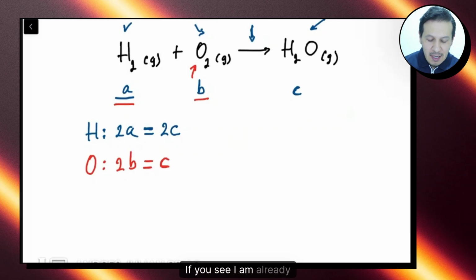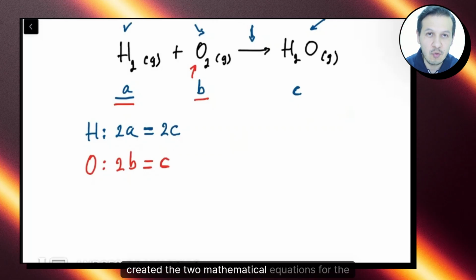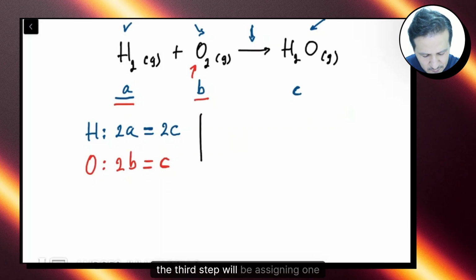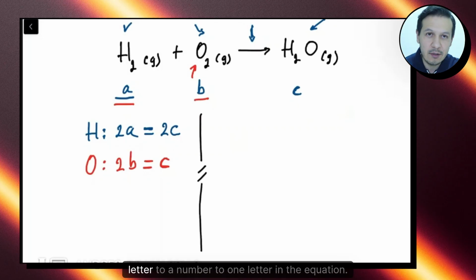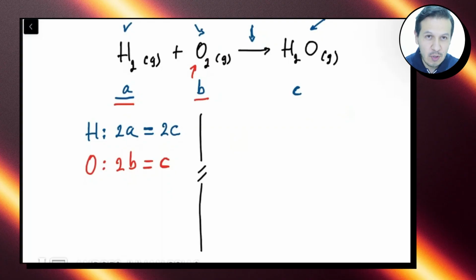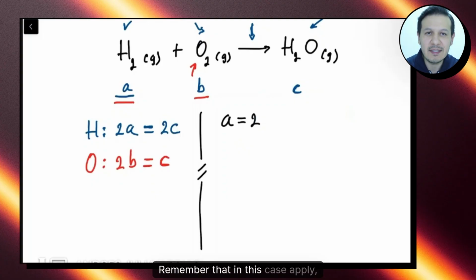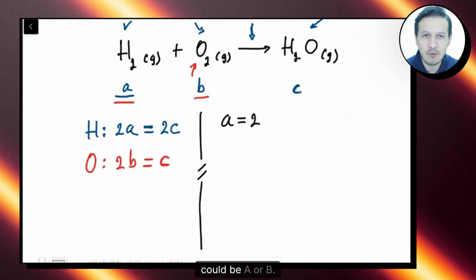If you see, I have already created the two mathematical equations for the only two elements in the equation. If you have more elements, you need to create more equations. Now, the third step will be assigning a number to one letter in the equation. In this case, I will pick A equals 2. Remember that I can use any letter, could be A or B, and any number that you want. For me, it's easier using 2 because multiplying and dividing by 2 is very easy.